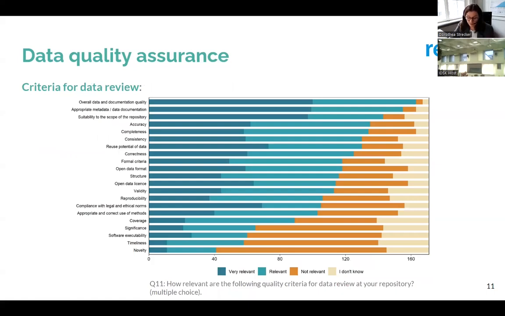We also looked at criteria for data review, so this more in-depth review of the scientific quality of data. And we found that here as well, criteria related to metadata are very important. They rank at the top, several of them. So metadata really is very important to ensuring data quality assurance. And here we also found that many repositories find it very important to check if data are suitable to the scope of the repository, and they consider that a part of quality assurance as well.